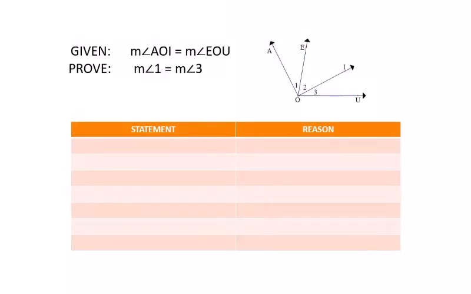So let's see a proof constructed all the way through. Here we're given the measure of angle AOI is equal to the measure of EOU. So I'm going to start with that as my first statement. All right, and so I'm going to write that into my diagram. The measure of AOI is congruent to the measure of EOU. And our reason there is that's a given.